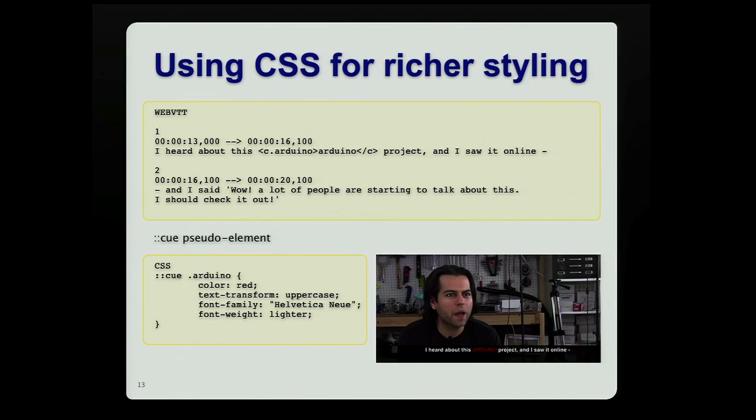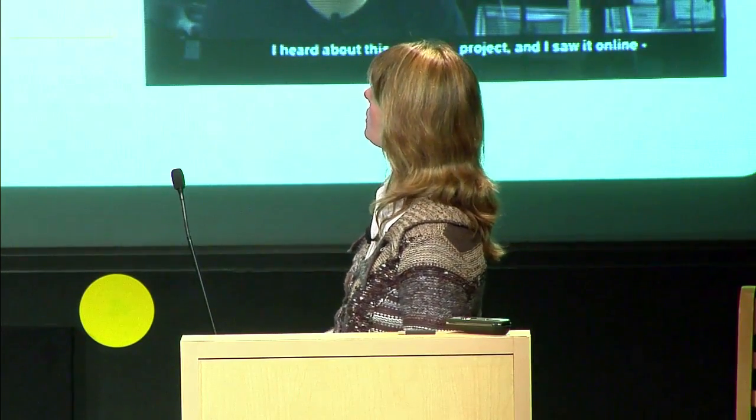A new slide is titled Using CSS for Richer Styling. A sample file features the man in his workshop captioned, "I heard about this Arduino project and saw it online." The word Arduino is red and all caps. The rest of the caption is black and mixed typecase. Now, once we've got it in the browser, we can actually support more than what is directly possible as markup in the WebVTT file, because now we've got the text in the browser and we can make use of all the functionality of the browser, which has styling and the concurrent style sheet functionality available to it. So this kind of styling is also available if used in a browser to these cues.